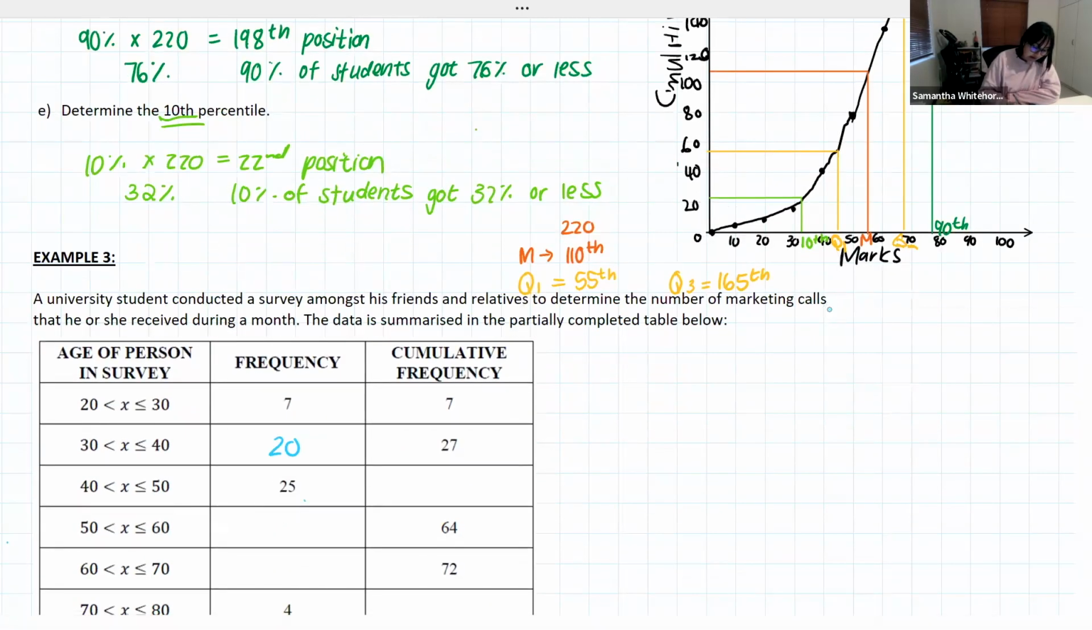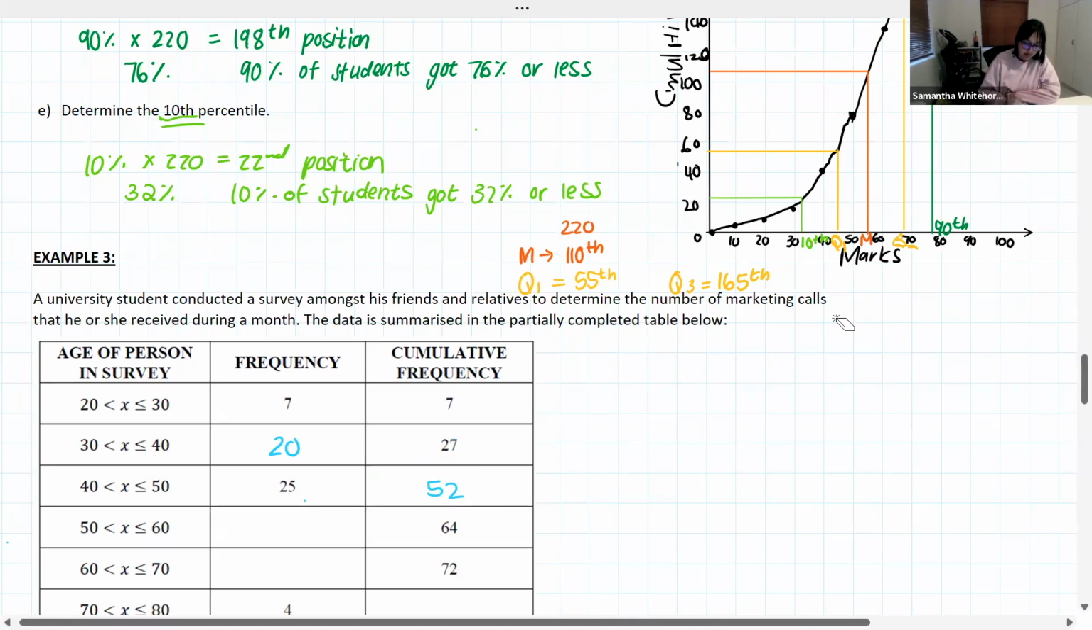Then we've been given 25. So remember, we've got 27. We would now add the next frequency, and we would get our next cumulative frequency. 27 plus 25, 52. And we then move on to the next one. Next one, we've got the cumulative frequency. I need to figure out what I added to 52 to get 64. So what do I add to 52 to end up with 64? Who can tell me?